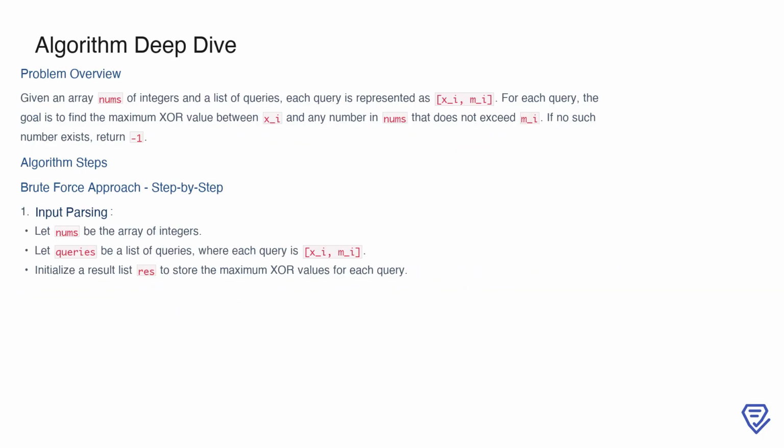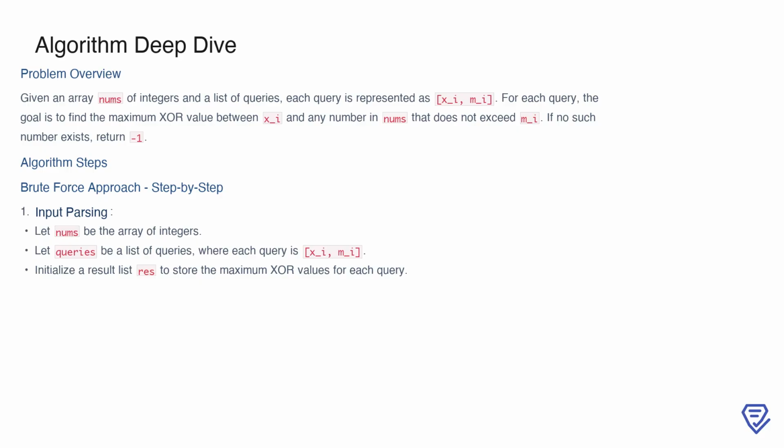In this problem, we're tasked with finding the maximum XOR value between a given number x_i from a query and any number in the array nums that doesn't exceed a specified limit m_i. If no such number exists, we return -1. To solve this, we can start with a brute force approach.